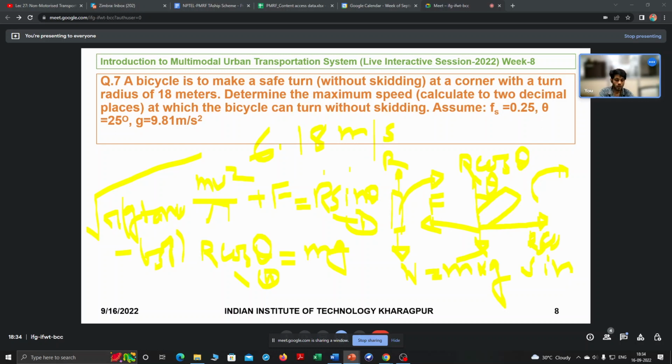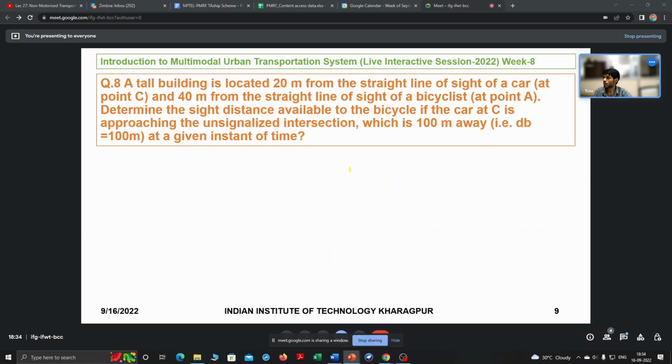Okay. So let me go to the next question. Right. So now we have a tall building which is located 20 meter from the straight line of sight of a car. So I have not given you the picture, but you can imagine and draw it. And 40 meter from the straight line of sight of a bicycle. So imagine this is an intersection. So at one approach there is a bicyclist, and on another approach there is a car, right? They are approaching like this. So determine the side distance available to the bicycle to reach the intersection, right? If the car at C is approaching the unsignalized intersection, that's what I said, that they are approaching the unsignalized intersection, which is 100 meter away.